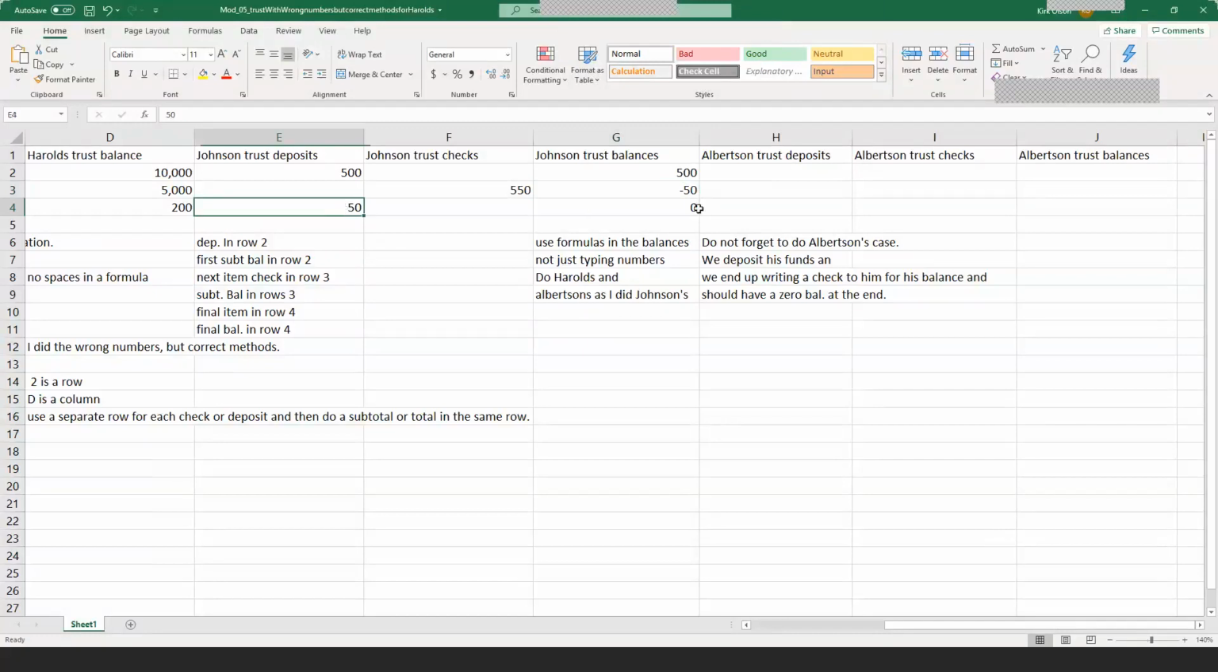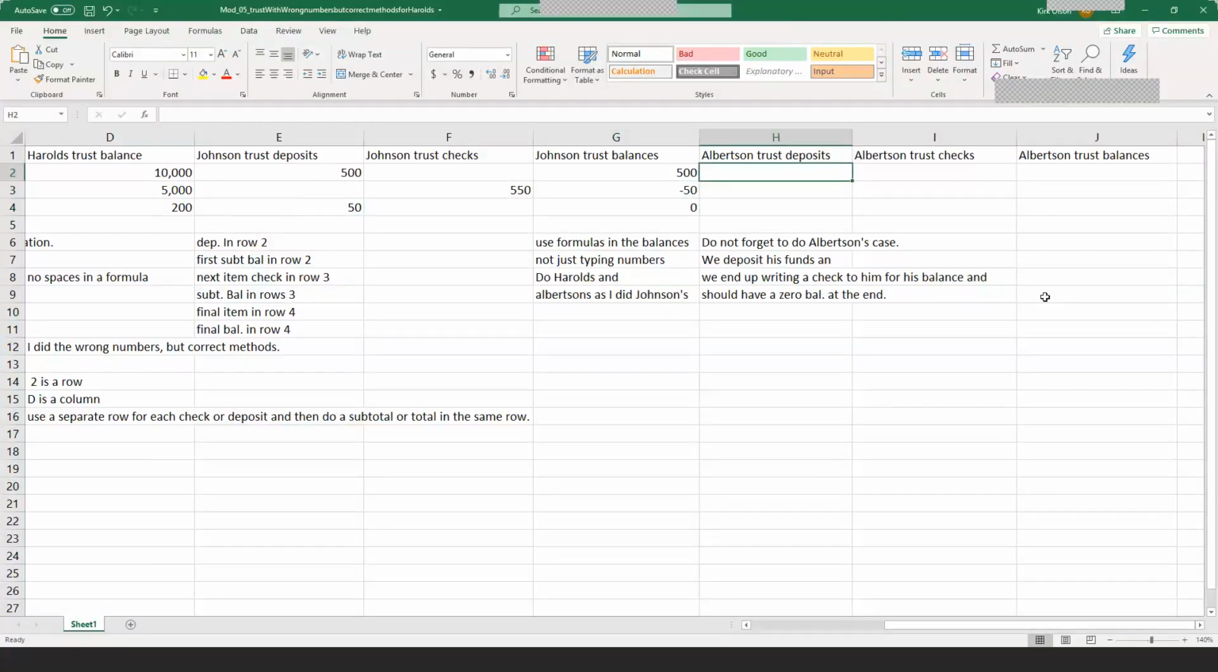Okay, then you need a new balance by formula that zeros it. If it's not zeroed, we still have a problem. Now, do not forget to do Albertsons. The only way to get a trust account to zero is to write him a check.